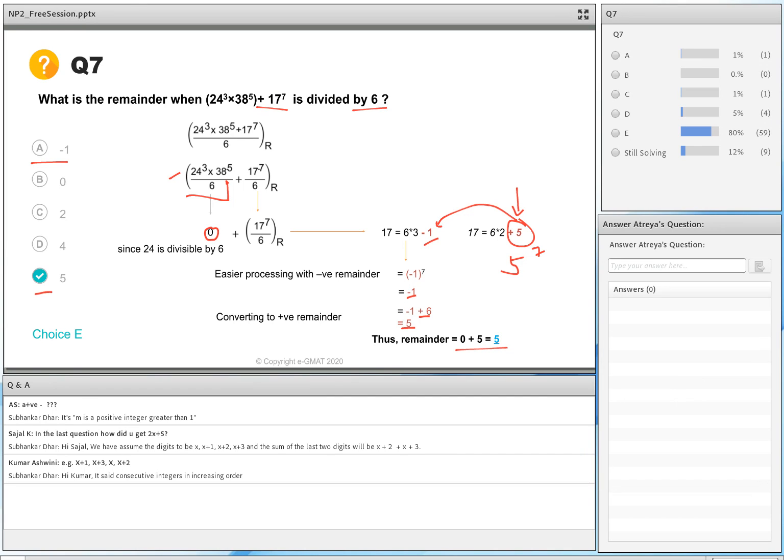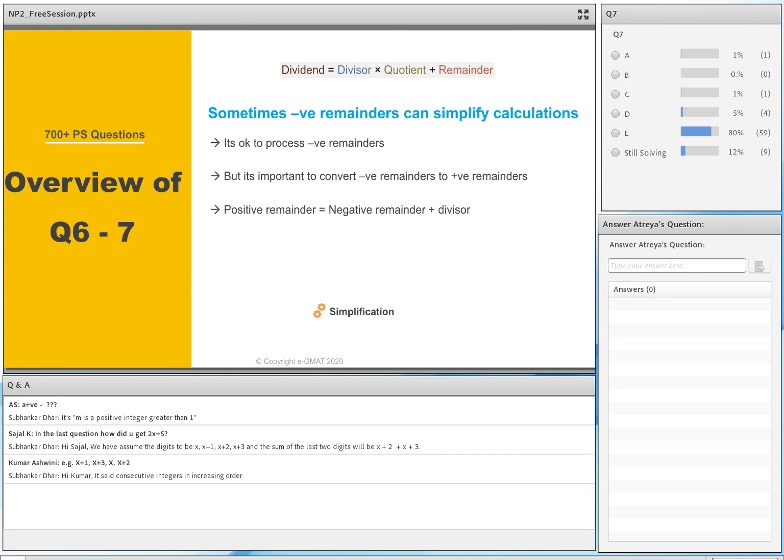All right, so I'll take the poll here, hide the poll, and you guys did a very good job in this question, I must say, because more than 80% of you got this question correct. So in the last 2 questions that we solved, we used negative remainders, and we saw that negative remainders can help simplify the calculations for us. So you can use negative remainders in solving questions, but you cannot choose that as the answer. So you always have to convert a negative remainder to a positive remainder at the final stage. Also, the most important formula that you need to use is positive remainder is equal to negative remainder plus divisor.